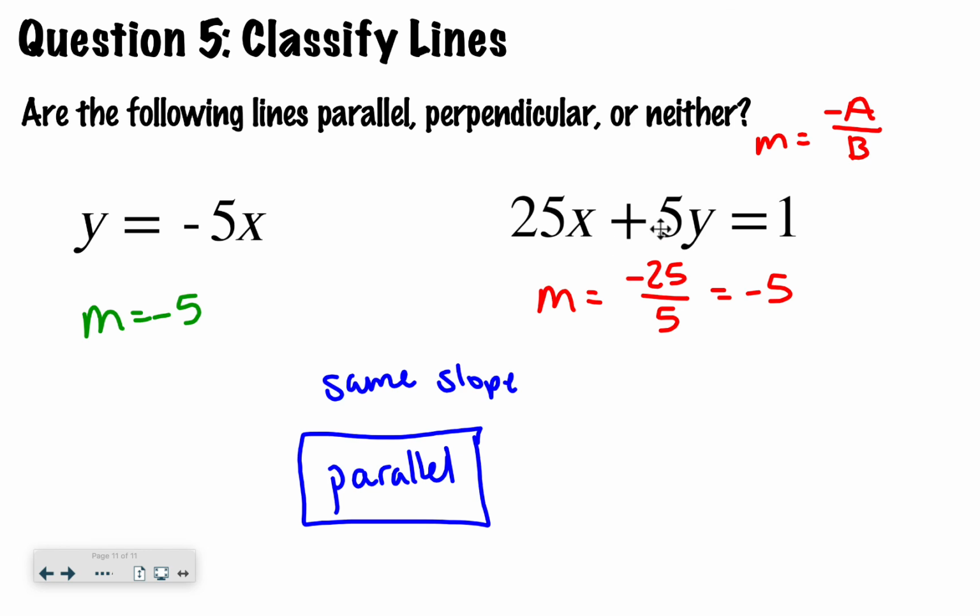And then for 25x plus 5y equals 1, maybe you remember from yesterday, the way that you find slope from standard form is you do the opposite of a. So it was positive 25, now it's negative 25, divided by b, which was divided by 5. Negative 25 divided by 5 is negative 5. So my slopes are both negative 5, which means that these two lines are parallel because they are the same, or they have the same slope.